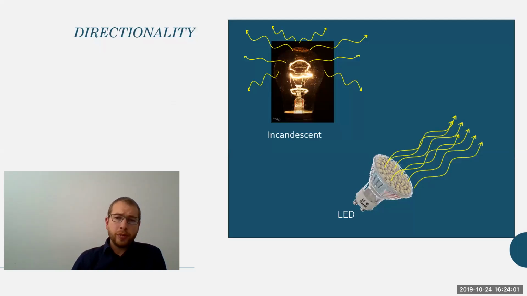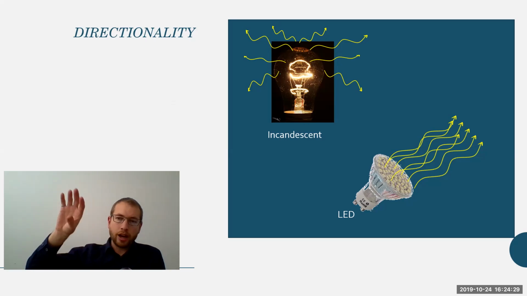The other thing to be aware of, and I mentioned this before, is directionality. So we have an incandescent light bulb. It's producing light basically in every direction, right? Candelas flowing everywhere. With an LED, because it's operating on a different physics principle, those waves are emitted basically straight out from that little semiconductor chip up.